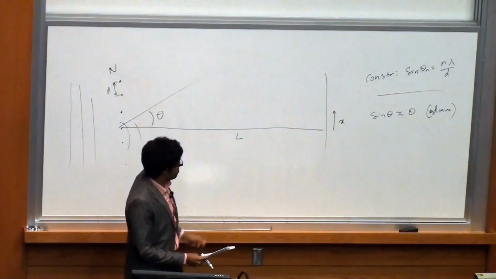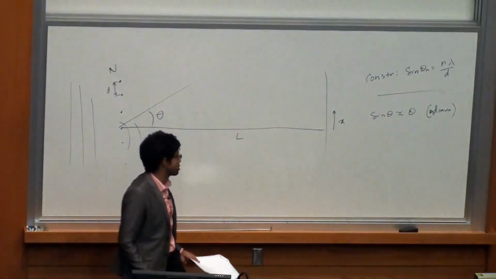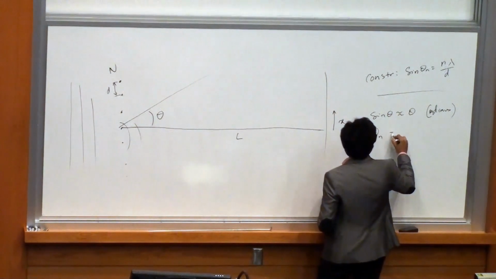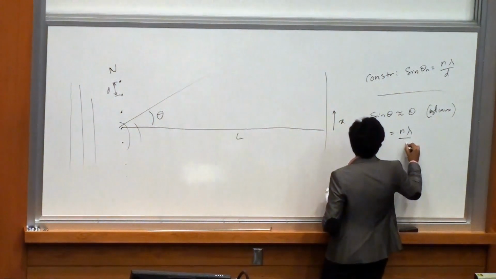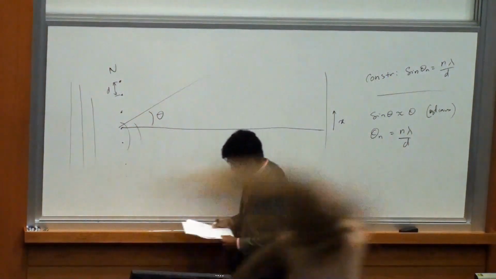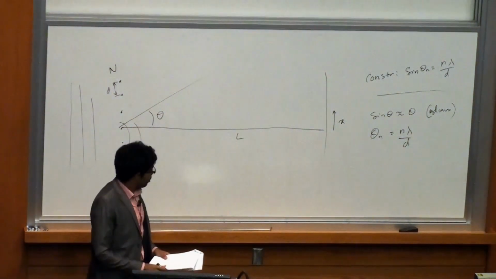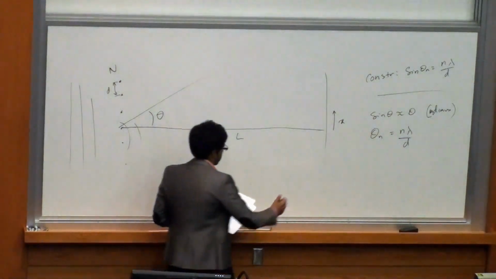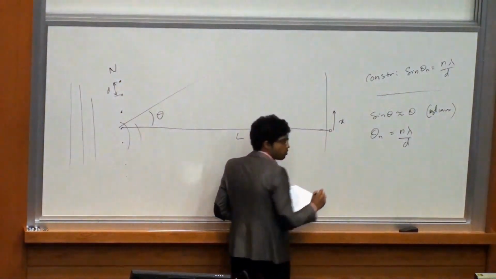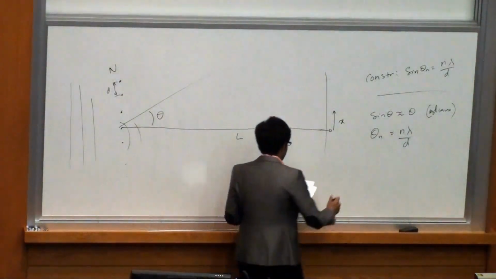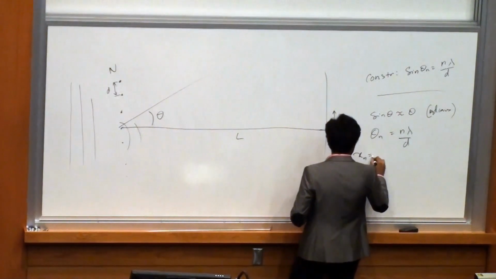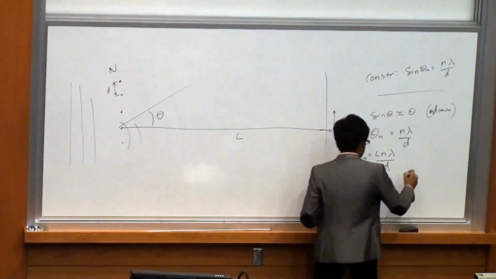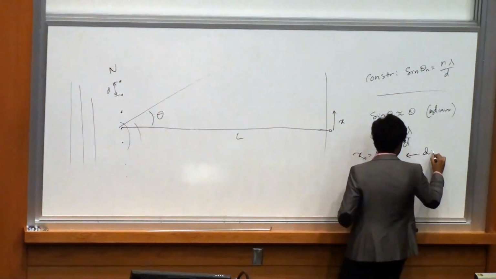So what this will essentially become once I take the small angle approximation is theta n equals n lambda over d. If I want to express this in terms of a displacement from 0, if I call this point 0, I can do the same. I can say x of n is going to be L n lambda over d. And this is my displacement.